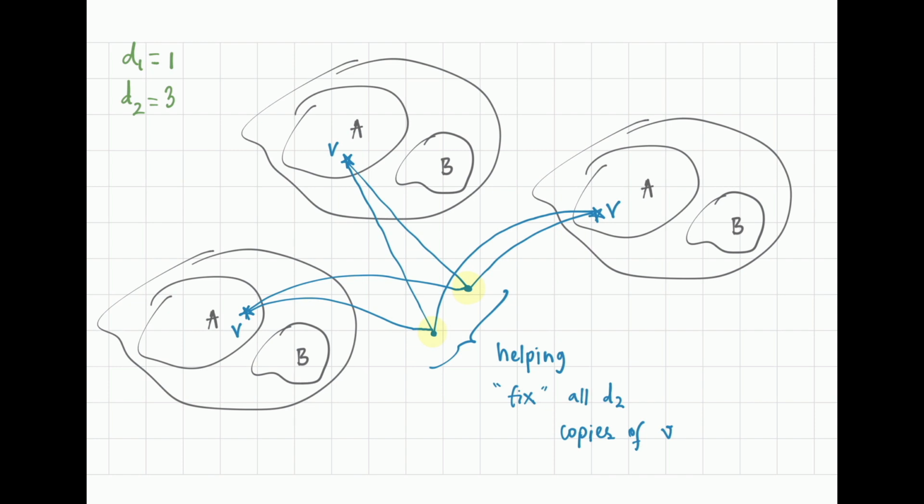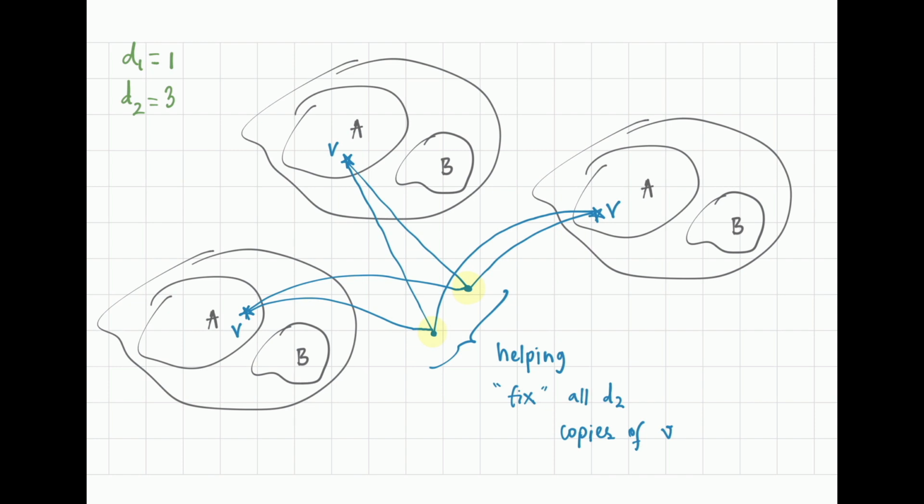What happens is that every copy of the vertex that had degree d1 in the graph G now gets d2 minus d1 new neighbors. So all of these copies have their degrees fixed. Their overall degree is now d2. But now all the newly introduced vertices have one neighbor in each of the d2 copies of the graph G. So their overall degree is also d2 right now.